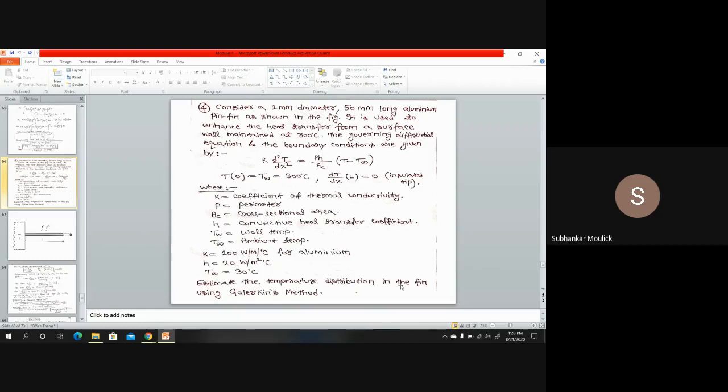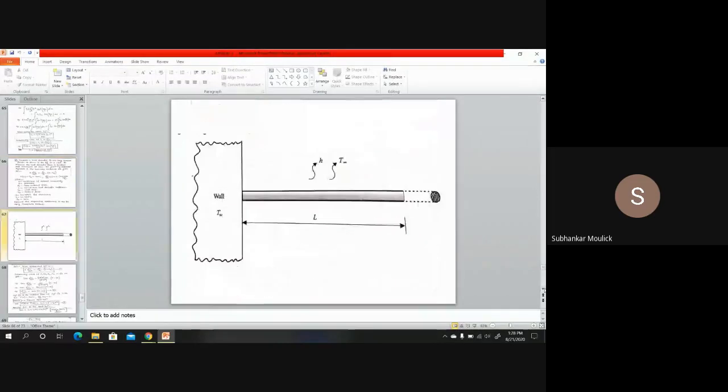So let us understand what the problem is telling us. The problem is, consider a 1 millimeter diameter, 50 millimeter long aluminium pin fin. This is your fin which is attached to a wall. Wall temperature is TW. Ambient temperature is T infinity. Convective heat transfer coefficient is H. Length of the fin is L and the cross section of the fin is circular.